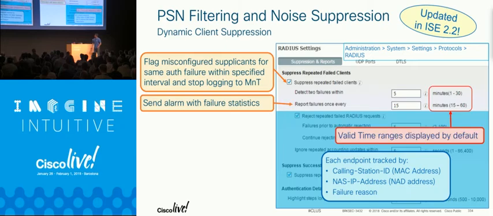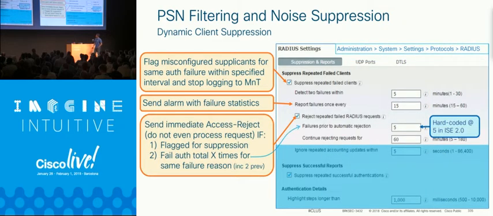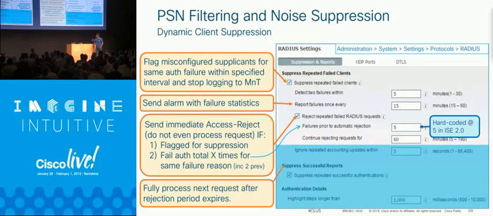So the next thing would be reject repeated failed requests. In this case, if the endpoint has already failed authentication 5 times, and this is pretty much hard-coded in ISE 2.0, but now you can change it, it will just reject the endpoint. It won't even send this RADIUS request all the time to the ISE, right? So it's very, very powerful. So make use of that.